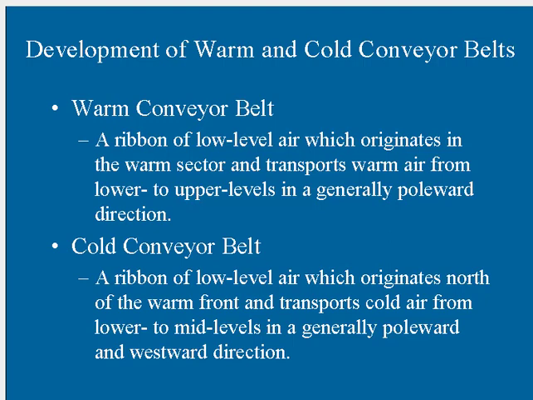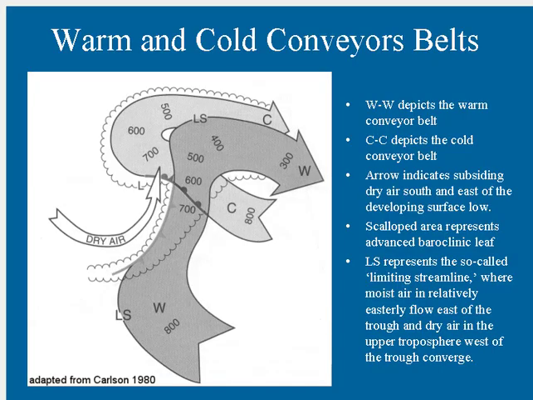We also have a second conveyor belt that develops north of the surface warm front in the cooler air, and this air is drawn up and around the north side of the developing low, back further to the west in a system relative sense before it too gets shunted off to the east. Here's what the warm and cold conveyor belts look like diagrammatically.